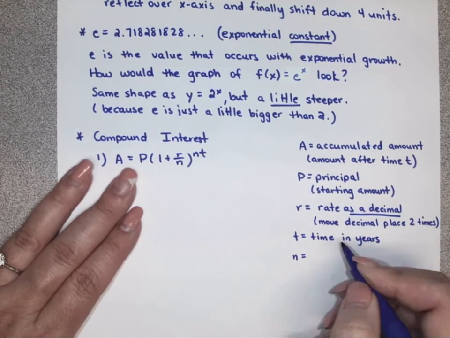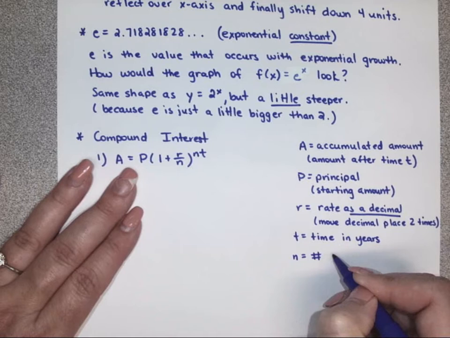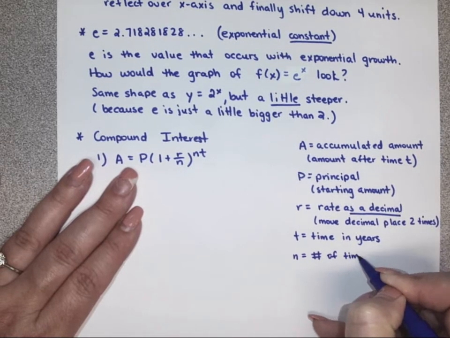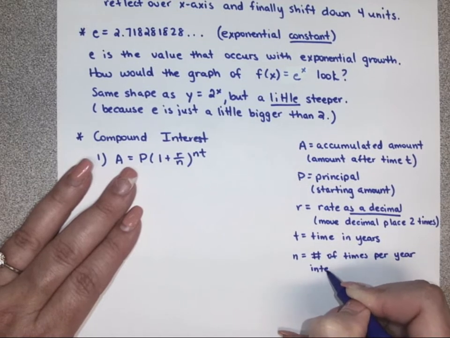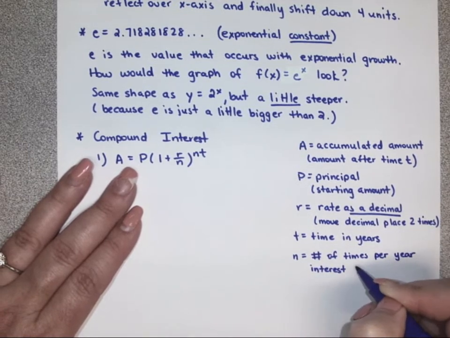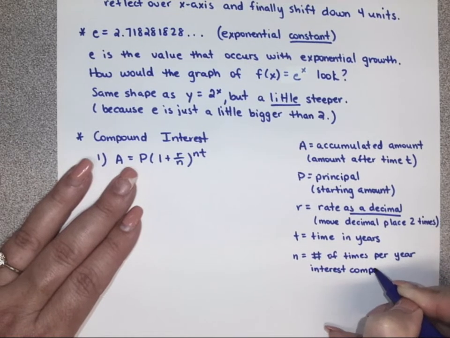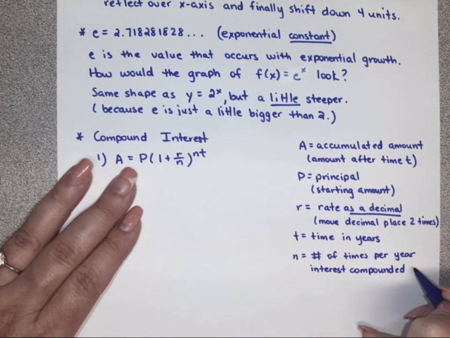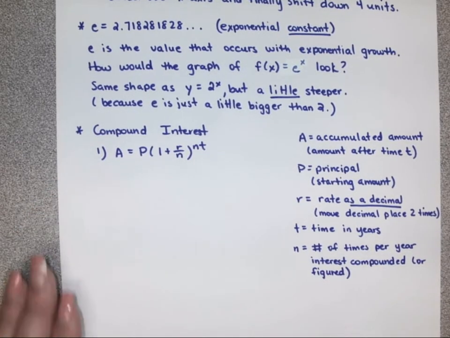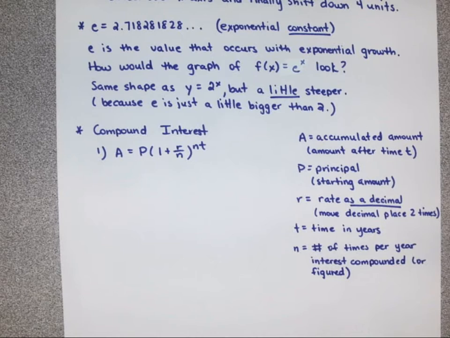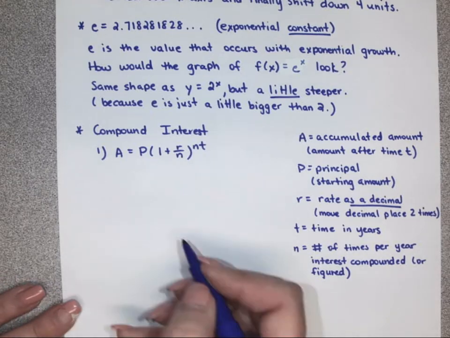And then N is probably the only one that's not necessarily obvious. This is the number of times per year that interest is compounded. Compounded is just a fancy way to say how often the interest is figured. And the reason that's significant is because we don't make payments on everything once a year, right? We're much more likely to make payments on a periodic timetable. So that's the first formula.